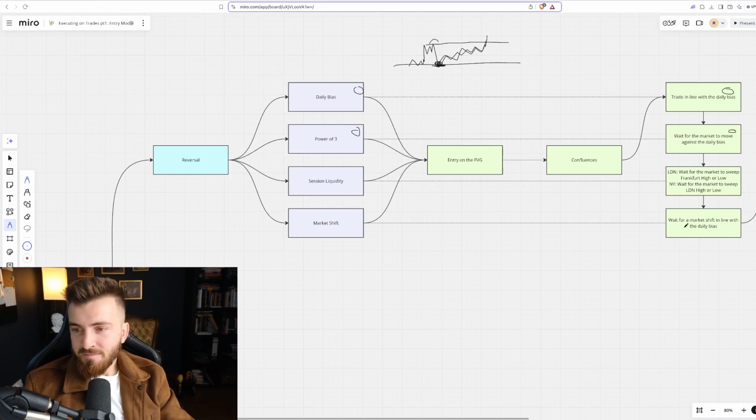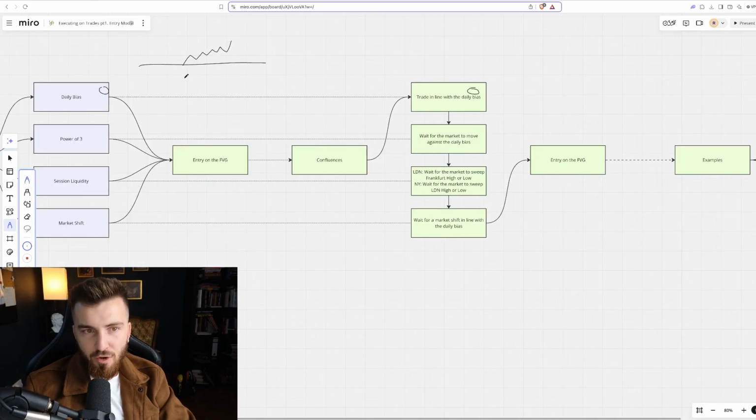And then you wait for a market shift in line with the daily bias. So again, our bias is bearish. We have bullish manipulation. So right now, the market is looking something like this. The candle is looking something like this. And what do you want? If your bias is bearish, you want your candle to look something like this, right? So with that being said, you wait for a market shift in line with the daily bias, and then you are going to enter on the fair value gap.